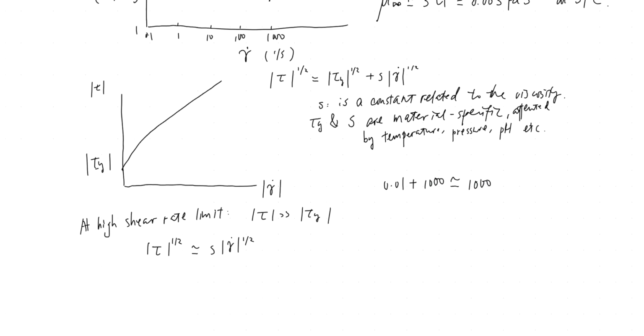And then you can square both sides. What you get is tau being approximately equal to S squared gamma dot. Now, if you look at this equation, this is very close to a Newtonian relation, because for a Newtonian fluid, you have tau equal to a constant multiplied by the shear rate. Now S squared serves as this constant. So at a high shear rate, it's approximately Newtonian.